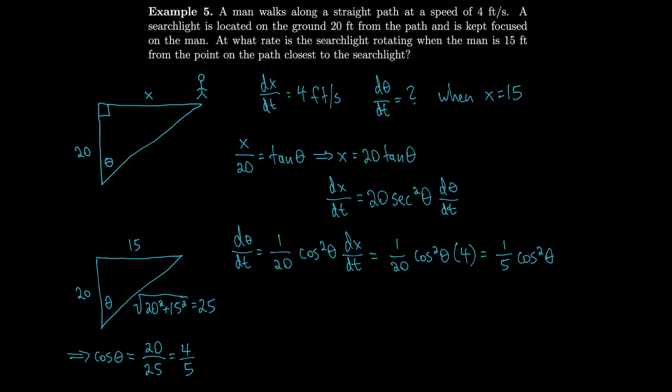Now that I know what cosine is, I can say that d theta/dt is equal to 1/5 times 4 over 5 squared. So that's 16 over 125, which is 0.128. And this is the rate of change of an angle. All of our trig values for angles are assumed to be in radians, so this is radians per second.